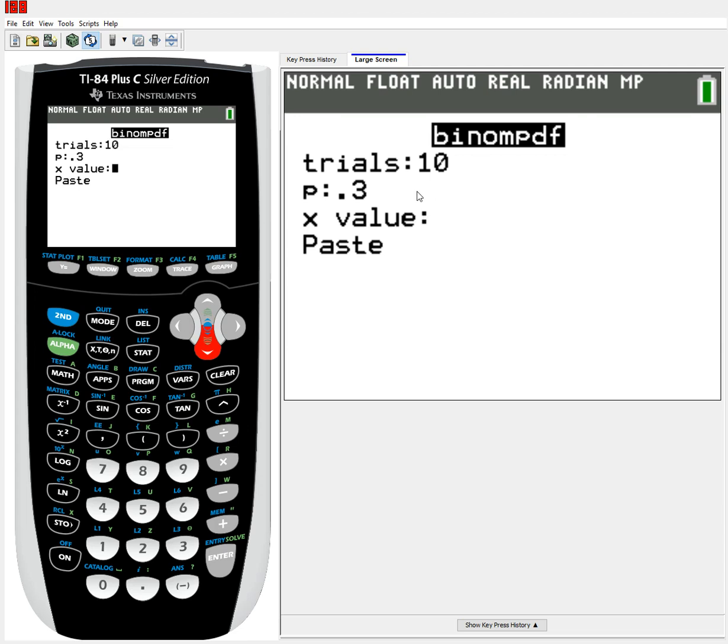However, this is the difference. The x value, the value that we want to plug in for each of these binomials, are the values that we plugged into our list. So here we're going to put in list 1. So I'm going to hit second 1 to put list 1 here. This way, it'll find the probability of getting 0 hits in 10 at-bats, 1 hit in 10 at-bats, 2 hits in 10 at-bats, and so on and so forth. And do this for all 11 possibilities.